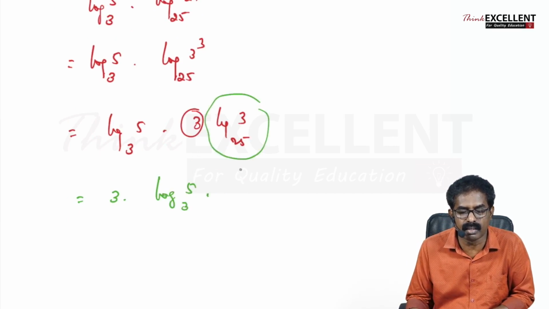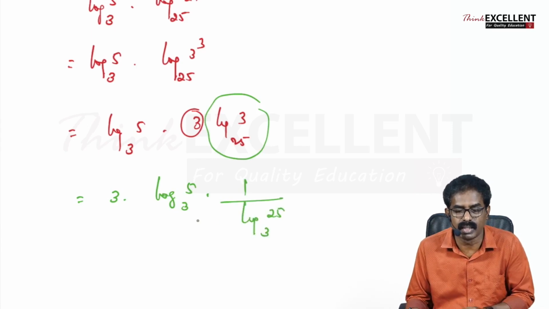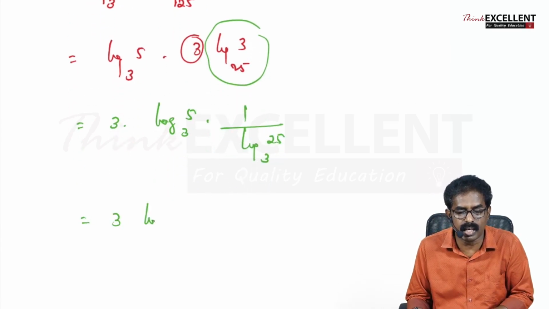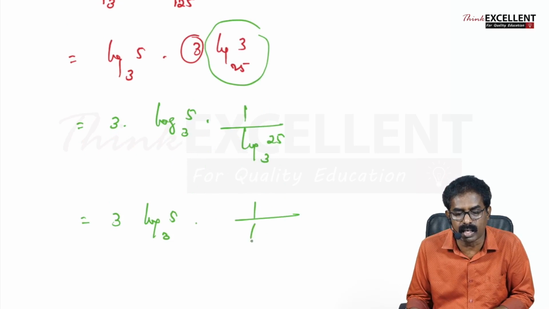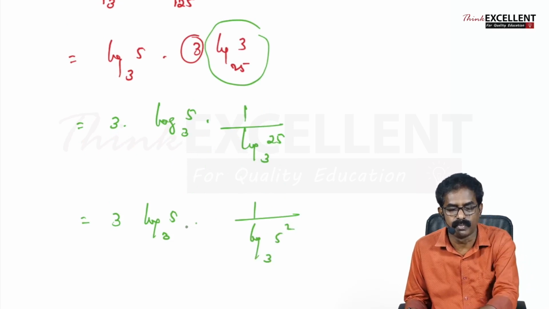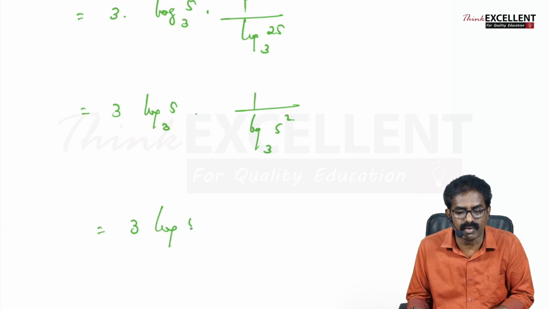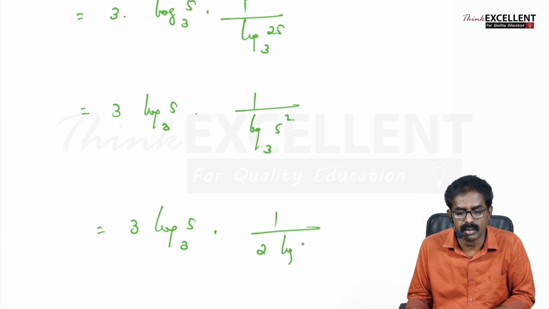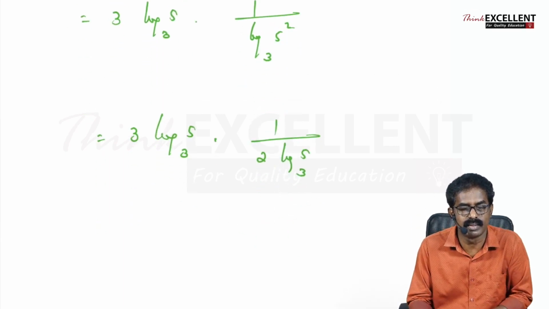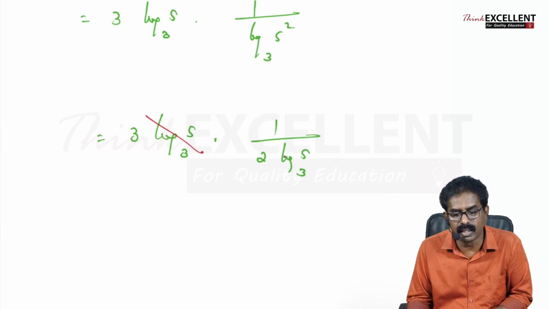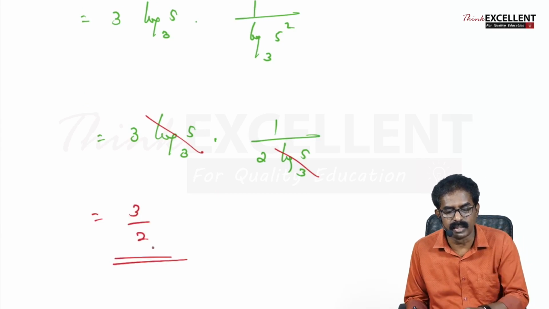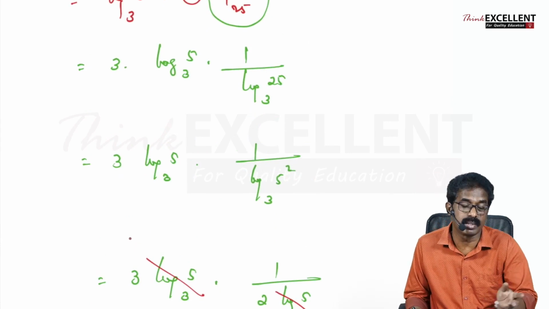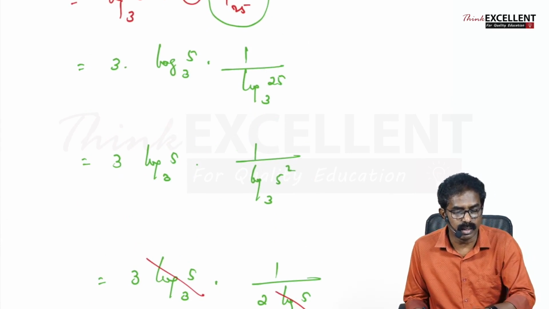Now this part I can further simplify, so I am writing 1 by log 25 to the base 3. You can interchange that too. So that is 3 log 5 to the base 3 into 1 by log 25, which is 5 square, to the base 3. Apply the power rule again, the 2 comes front: 2 log 5 to the base 3. Now listen, you got the answer. Log 5 to the base 3 and log 5 to the base 3 cancel. Here we have a 3, in the denominator we have a 2. So the answer is 3 by 2. Only the second term we are simplifying, but we simplified 2 times, right? Okay, almost every sum we finished.